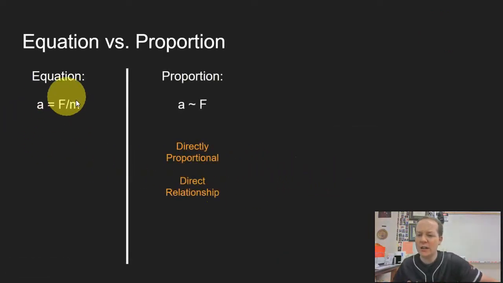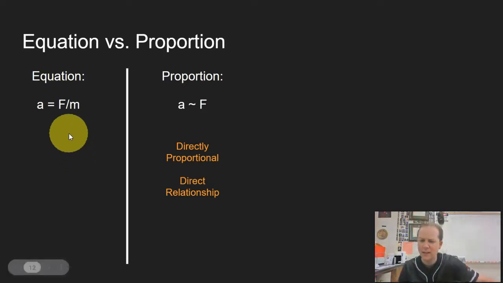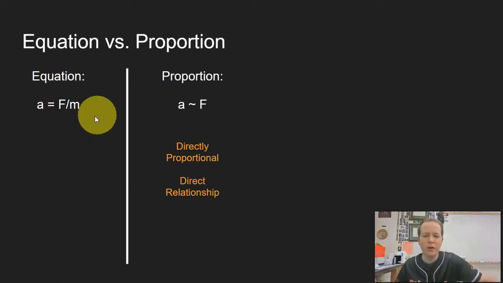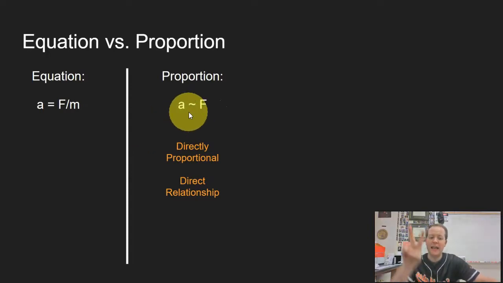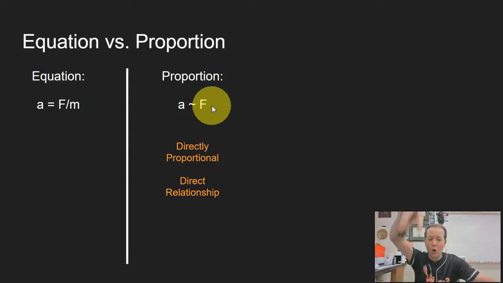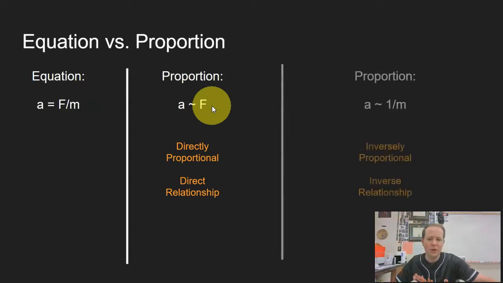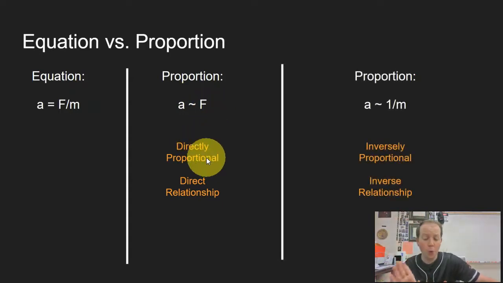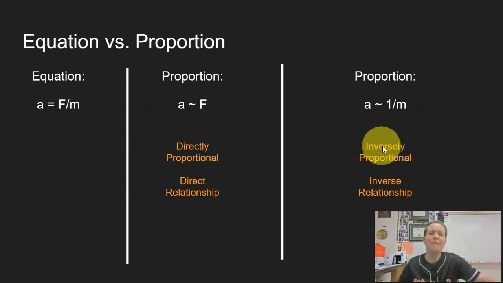Again, the equation, here's our example back again with Newton's second law. Here was that equation we learned, but there's a couple of proportions in there. When the force gets bigger, the acceleration gets bigger. They do the same thing. When the force gets smaller, the acceleration gets smaller. This is a direct proportion, or again, linearly proportional. Or you could have the opposite, the inverse. Oh, this is an inverse relationship.